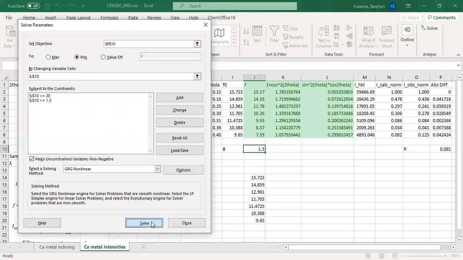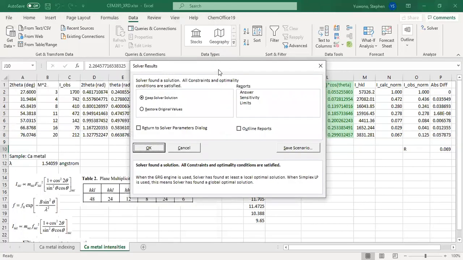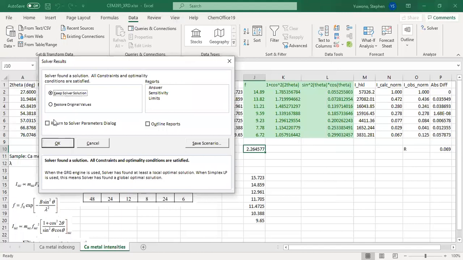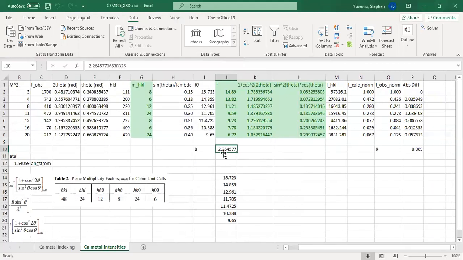And if Solver found something, it will actually change the value. And what you want to do is then keep Solver solution and click OK. And as you can see now, my B value has been changed into something totally different from 1.5. And as we saw before, it is located between 1.5 and 3, but now this is much more accurate. And we see that the R value is now less than 0.08. Now it's 0.07, let's see. And that's as good as I can go.